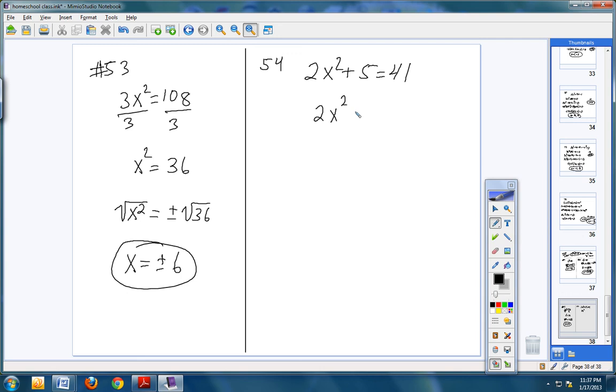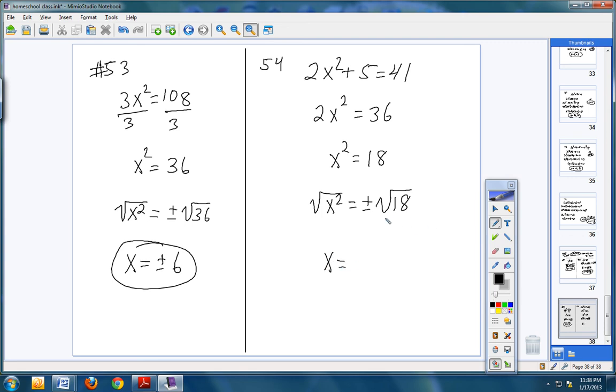So the first thing I'm going to do is subtract 5 from both sides, and when I do that, I'm left with this. Then I divide both sides by 2. When I do that, I'm left with this. Now I take the square root of both sides. Square root of x squared, square root of 18. That's step 4. Well, the square root of x squared is x.